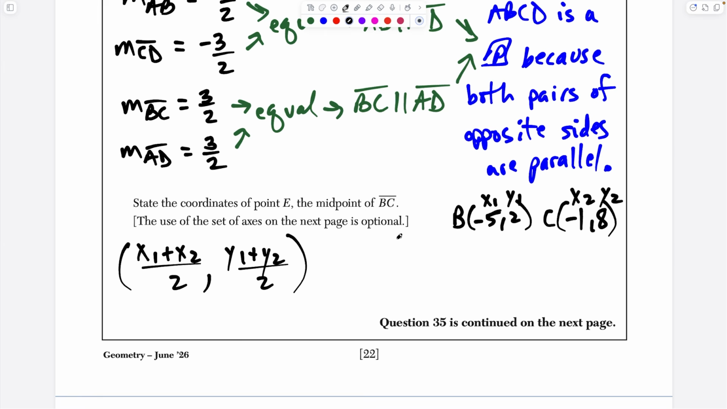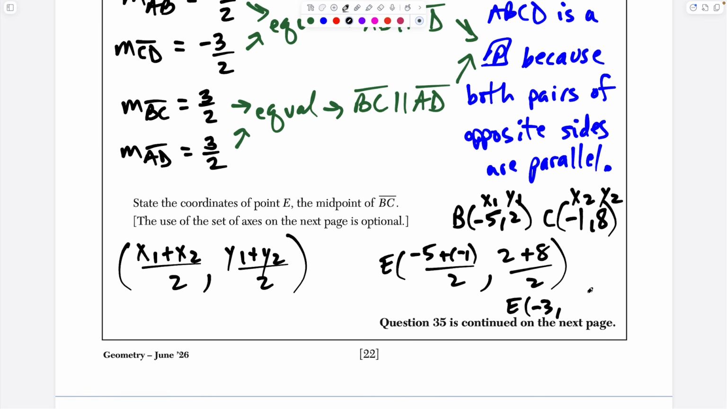So then point E is going to be located at x1 plus x2 divided by 2, comma, and then y1 plus y2 divided by 2. So here this tells us that E is located at -6 divided by 2 is -3, and 10 divided by 2 is 5. So -3, 5.